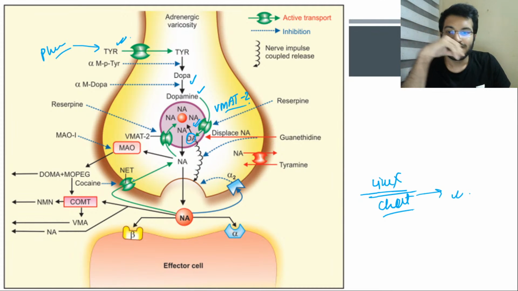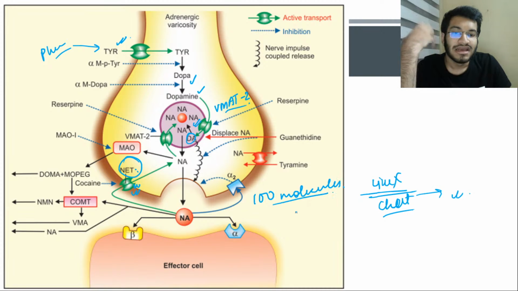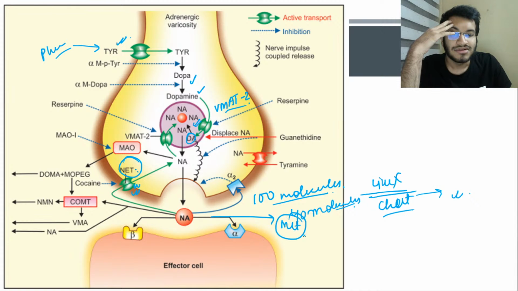Now here, axonal reuptake can happen, right, through NET. So NET, if there are 100 molecules that have gone outside, it will be reuptaking 40 molecules, right, and the rest will get metabolized. So yes, it will be decreasing the active Na, right.